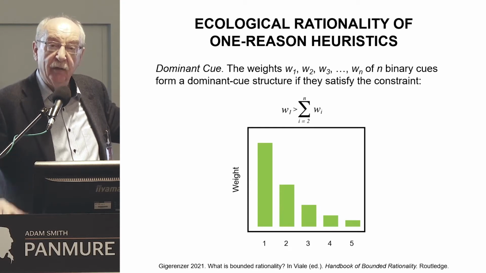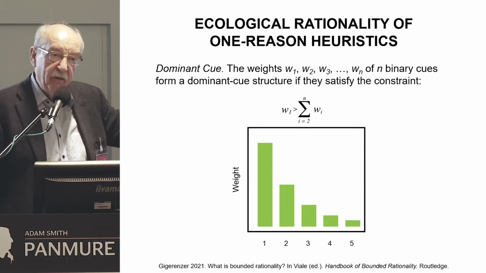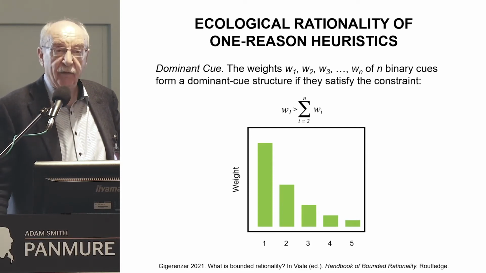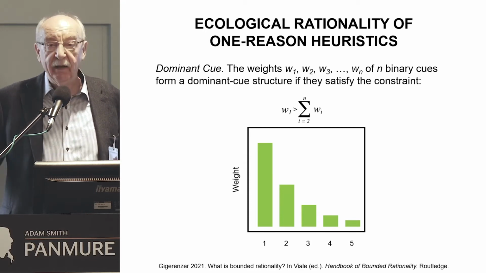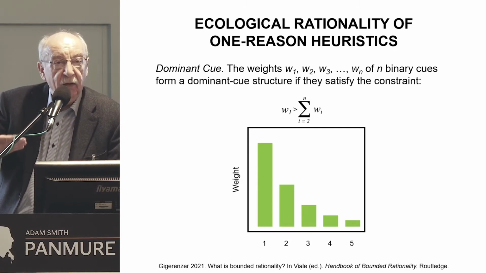So if the additional contribution of the other cues, their sum, doesn't exceed that of the first one, you can see, forget about all the others. So that's the study of ecological rationality.